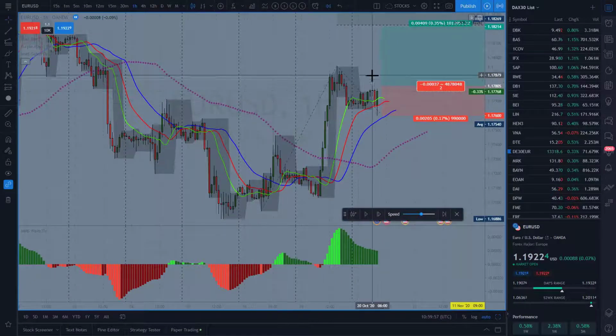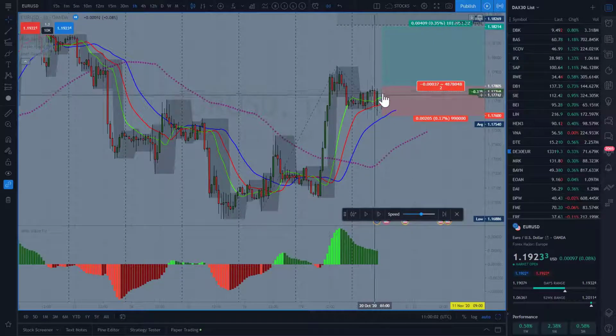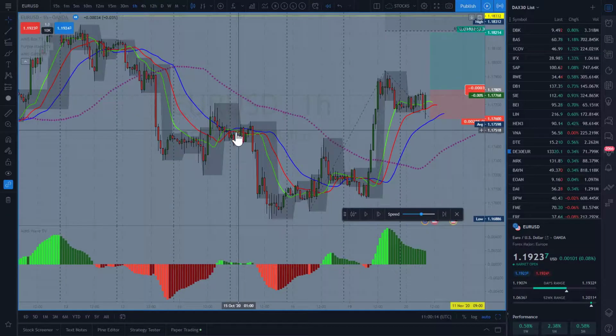Right. Anyway, this is the example of setup one. Here, setup two. I keep saying setup one. No, setup two, that's what I mean. I'm sorry, this is the example of setup two. And obviously this is the example of setup one.